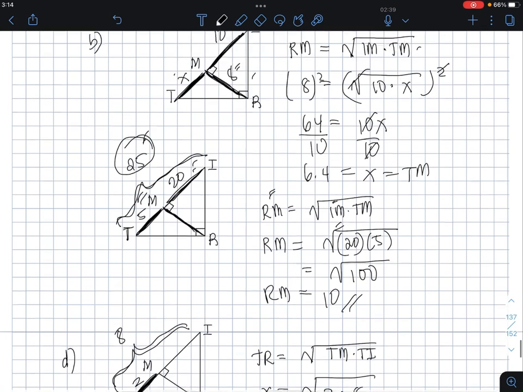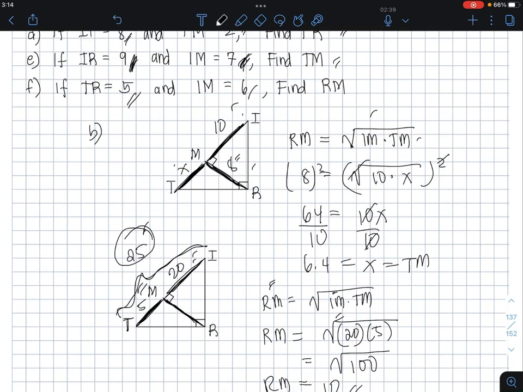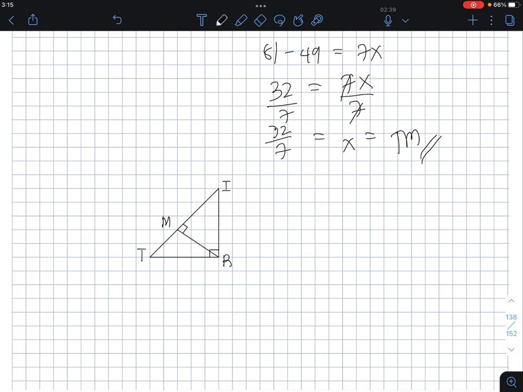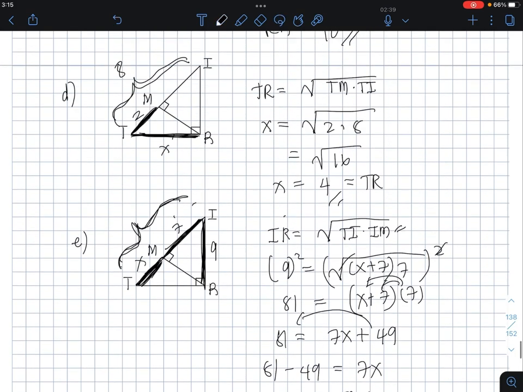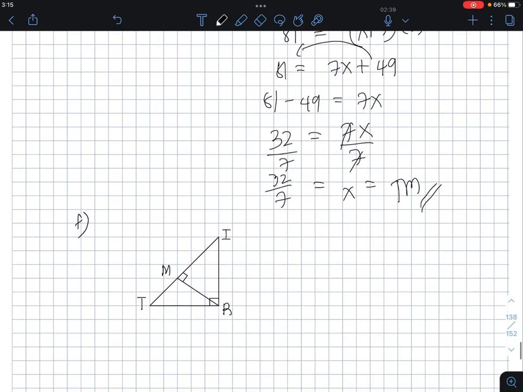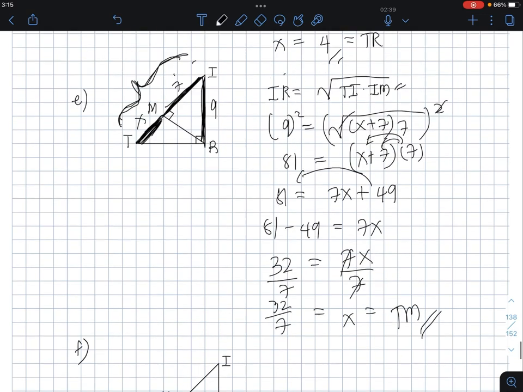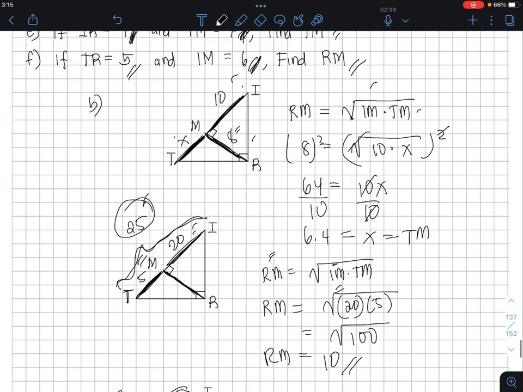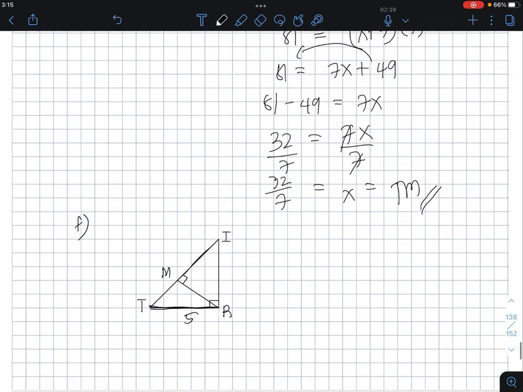Lastly, for letter F, we have TR is equal to 5, IM is equal to 6, find RM. So, copy uli natin yung figure. So, labelan natin yung given. So, TR is 5. Then, IM is 6. Find daw itong RM. Let's say X. So, ano yung pwede natin gamitin dito?